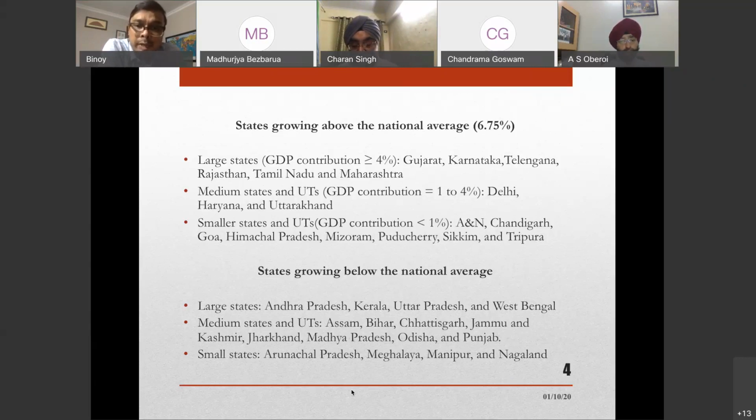And then some smaller states and UTs, which were growing again above the national average, and we define the smaller states as those which have a contribution of less than 1% to national GDP. That includes basically 3 union territories, 2 smaller states, Goa and Himachal Pradesh, and Tripura. On the other hand, we also have certain states which were growing below the national average. That again includes 2 bigger states from the southern part, Andhra Pradesh and Kerala, then one from the north, Uttar Pradesh, and one from the east, West Bengal.